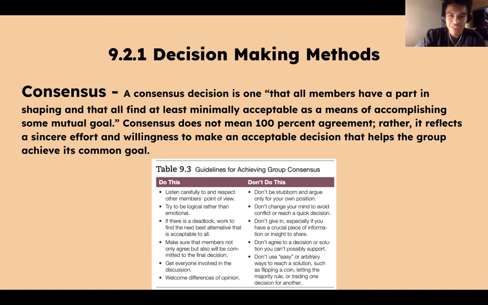So when achieving a group consensus, table 9.3 helps us out by telling us a couple of things to do and to avoid doing, because a consensus, of course, is something that requires basically a compromise and making sure that everybody is on the same page and not really going too far from that.